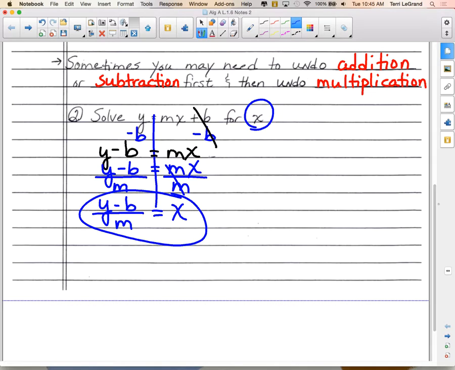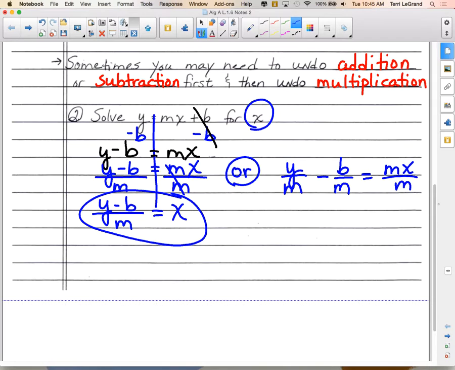Okay, now I want to show you another way, in case it shows up like this in an answer bank. I want to show you that we could take each piece and divide it by m. So y gets divided by m, subtraction, b gets divided by m, mx gets divided by m. That's one piece because it's multiplication.